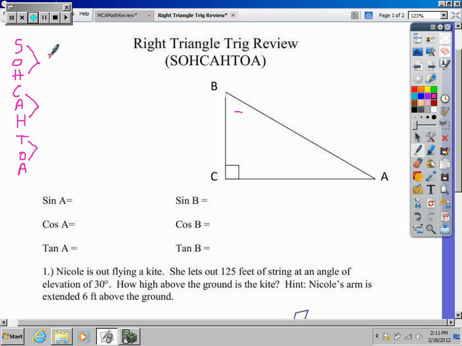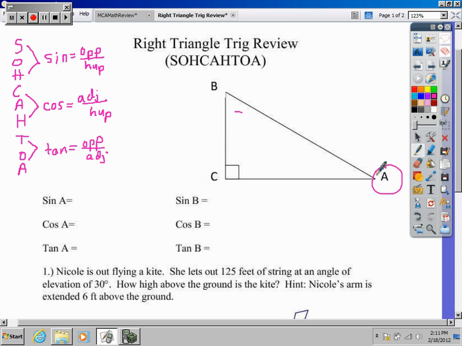So when we look at the definition for sine, the sine function is defined as the opposite side over the hypotenuse. It's just the ratio of those two sides. The cosine is defined as your adjacent side over the hypotenuse. And then we have the tangent function, and the tangent is defined as the opposite side over the adjacent side.